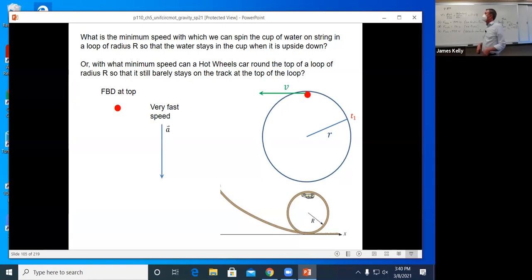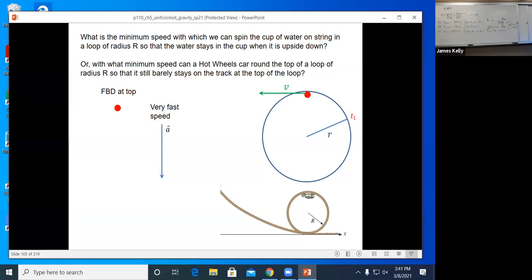And of course, what I want to do is draw a free body diagram. If I want to know a minimum speed, that speed is going to come from v squared over r. That's an acceleration, and the acceleration is going to appear in F net equals ma. And in order to use F net equals ma components, I have to draw a free body diagram showing the forces and then put axes on it.